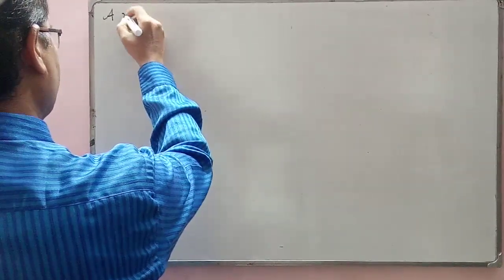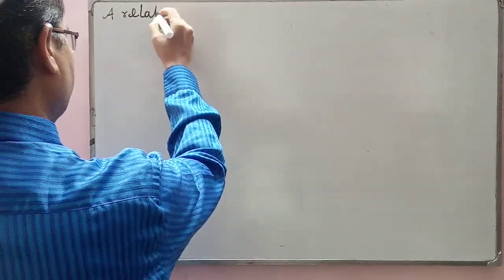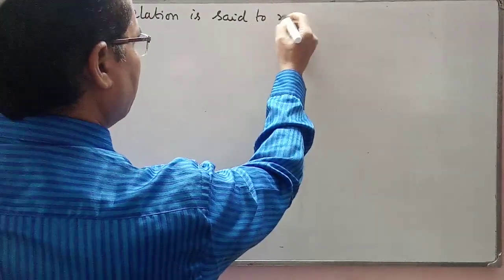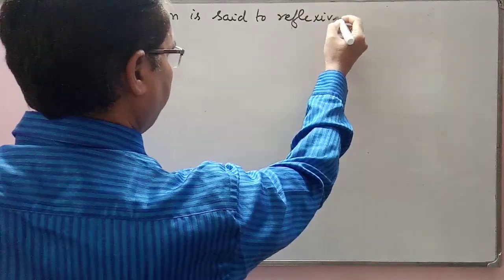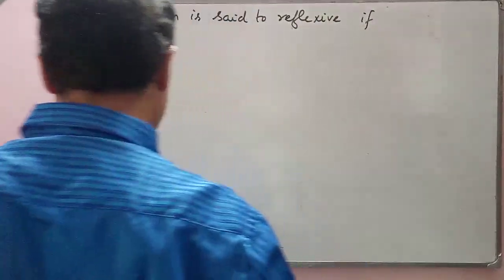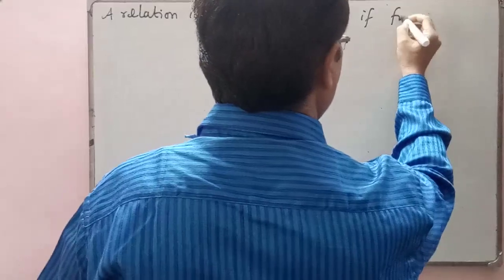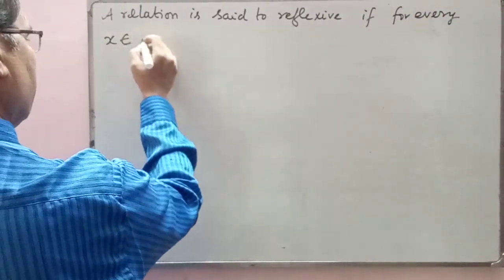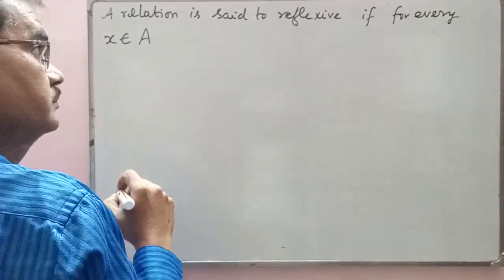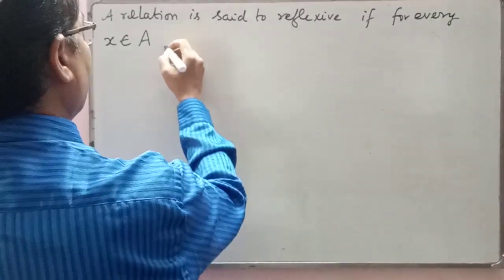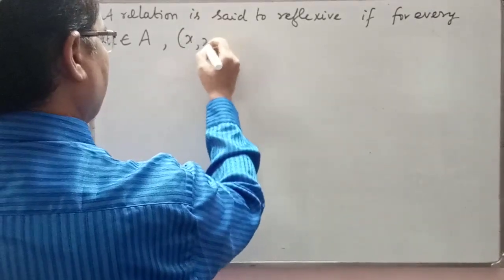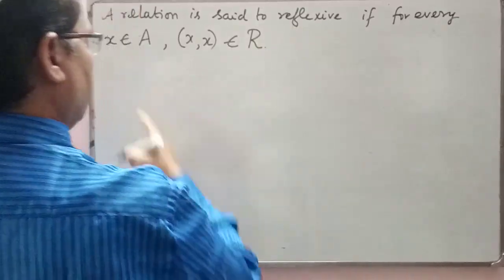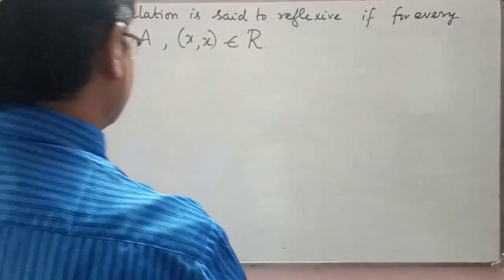Now, as I told you, to learn equivalence relation, we should first learn reflexive, symmetric, and transitive. Now let us see what is reflexive. We'll write the definition and then we'll go for the discussion. A relation is said to be reflexive if for every x belonging to set A, the ordered pair (x, x) belongs to the relation R. So A is a set, R is a relation.